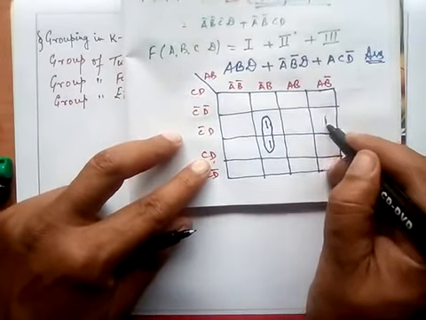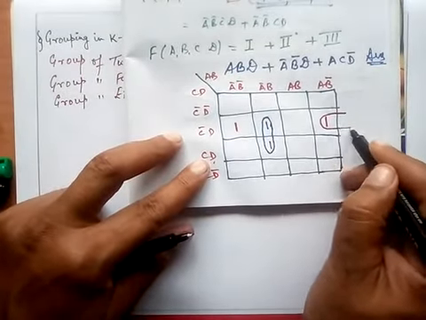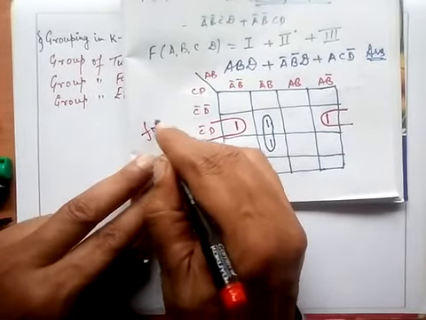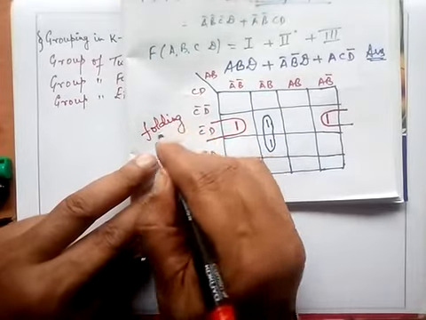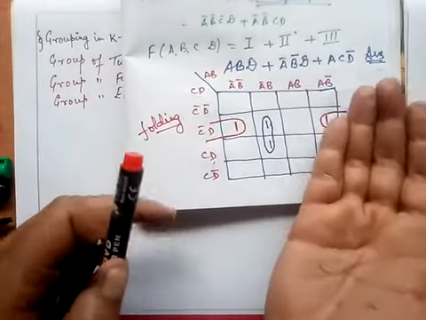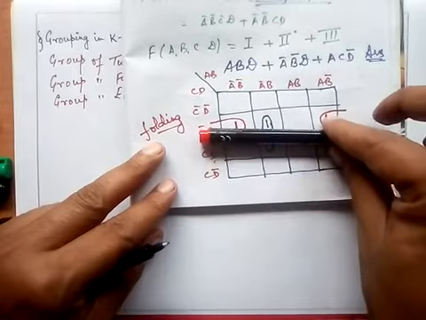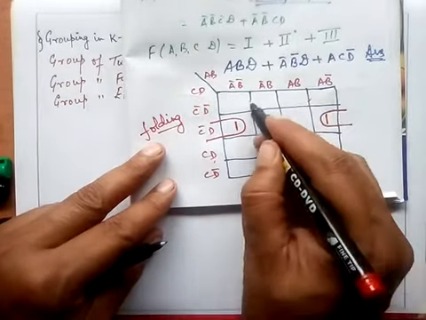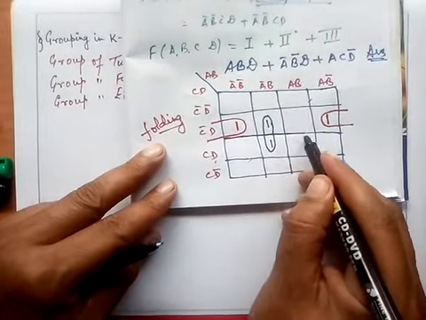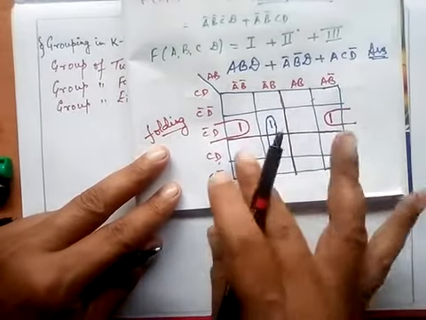Now another possibility is that you have a 1 here and a 1 here. I can make a pair with this and this. This is called folding. What I am doing is that I have folded this K-map about this center line. It can be folded only about this center line or about this center line. Not about this, not about this, or not about this and not about this. It can be folded only about these two center lines, vertical and horizontal center lines here.